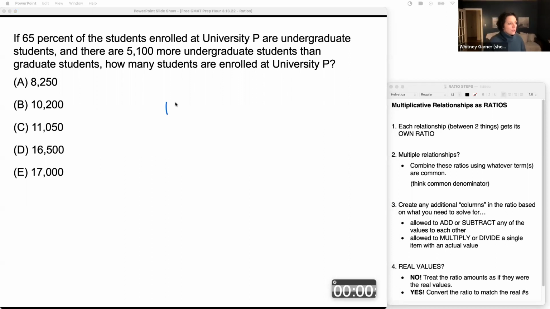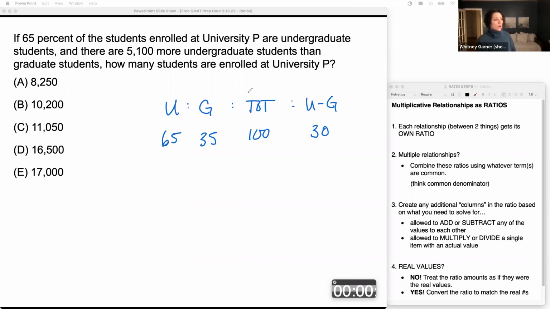So I've got undergraduate and graduate students. Undergraduate are 65 out of every 100, which would mean graduate students would be the other 35%. And the difference between undergrad and grad is 30. And I want to know how many students total are enrolled. So to be honest, I only care about these two columns now. So this number is not supposed to be 30. It's supposed to be 5,100.